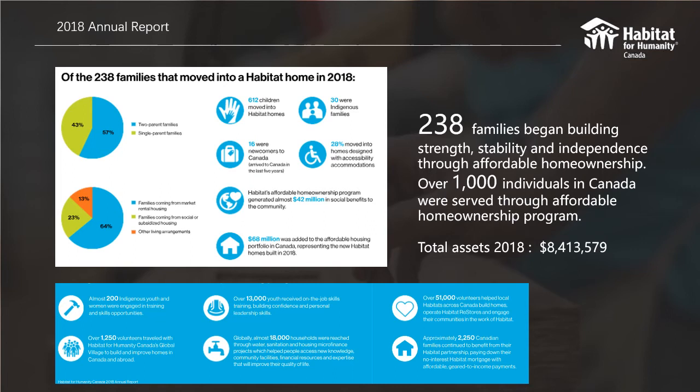According to the annual report and financial statement in 2018, Habitat for Humanity Canada did a really good job helping local people and community development. Over 200 families began building their own strength, stability, and independence from this program, and over 1,000 people were trained at the same time.